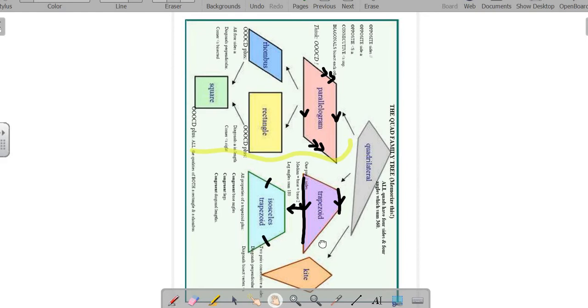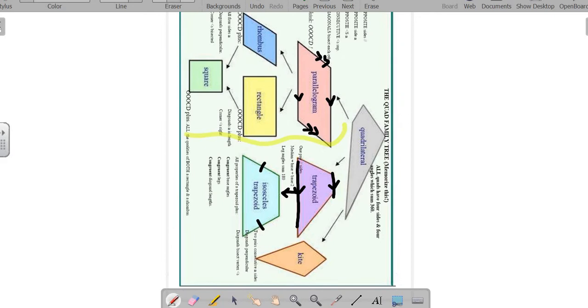And what if you have a kite, which does not have opposite sides parallel at all? Instead, it has consecutive congruent sides. So we're going to focus on this side of the quadrilateral family today.